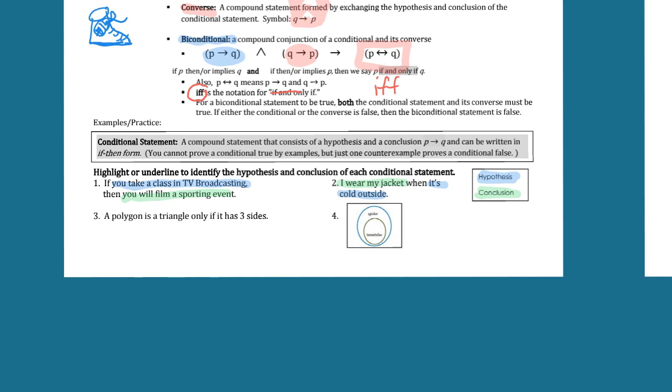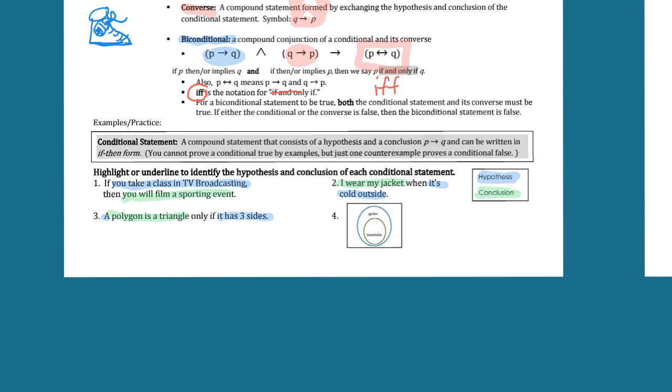Okay, let's look at this one. A polygon is a triangle only if it has three sides. Okay, can we do this? Well, if it has three sides, then it is a triangle. Now look at this. If you have a triangle, then it has three sides. It goes both directions. So this actually would be a biconditional situation, wouldn't it? It's a triangle if and only if it has three sides. If it has three sides, if and only if it's a triangle. So that is an example of both ways are true. Watch for the if as to which way they want you to put it. Okay, read the next one.